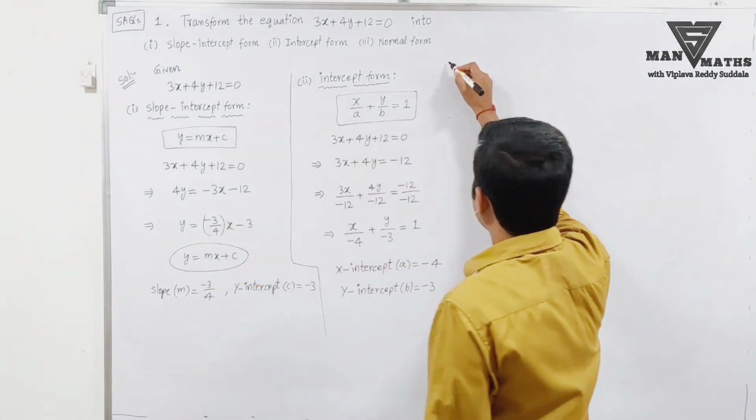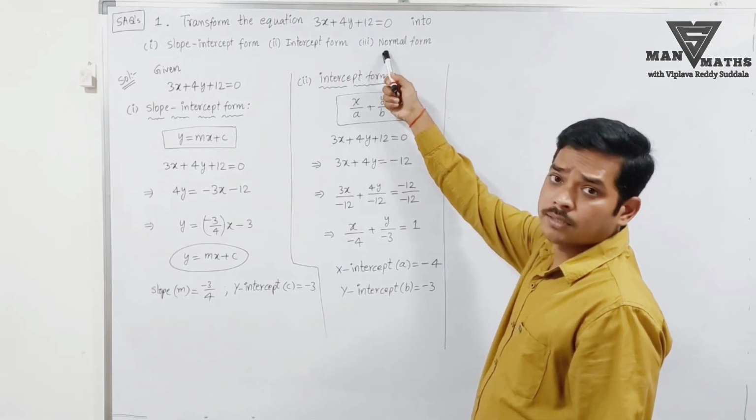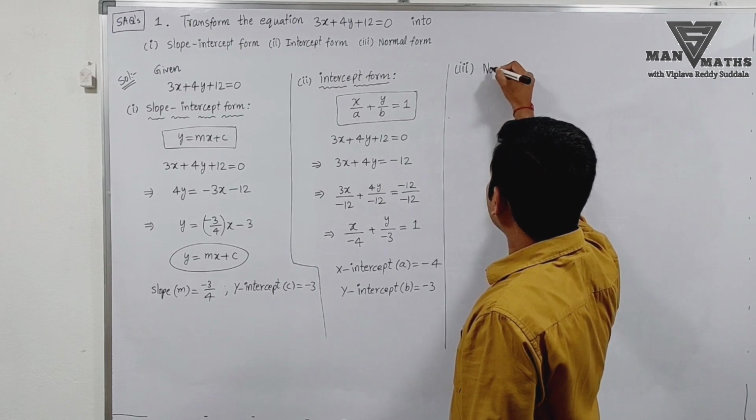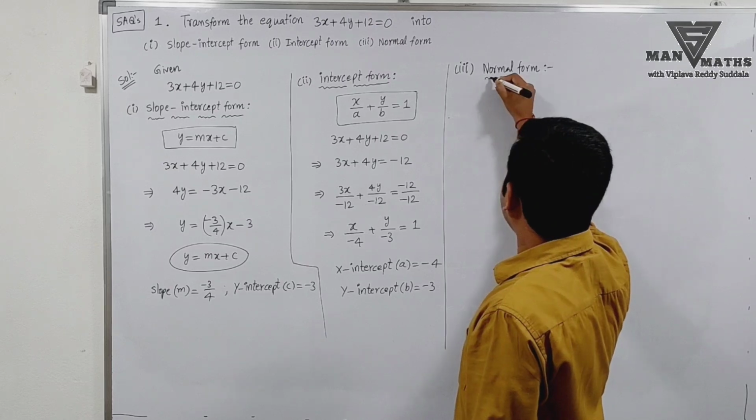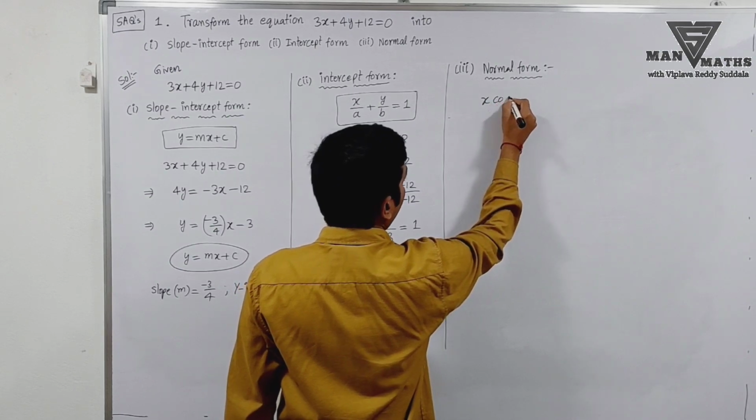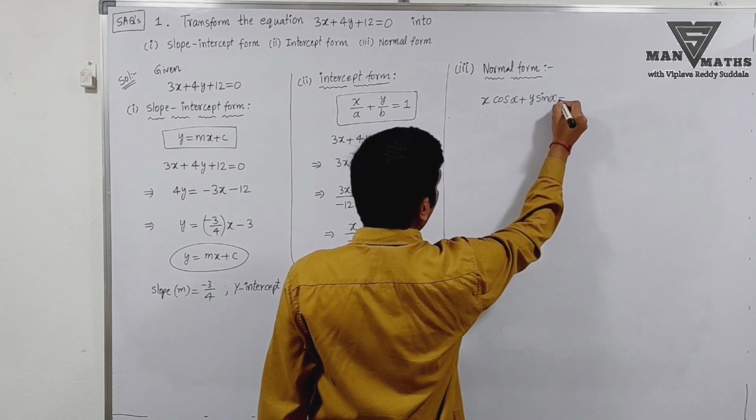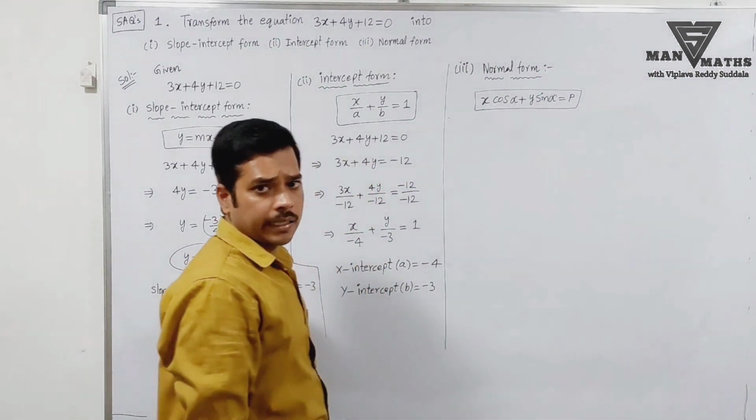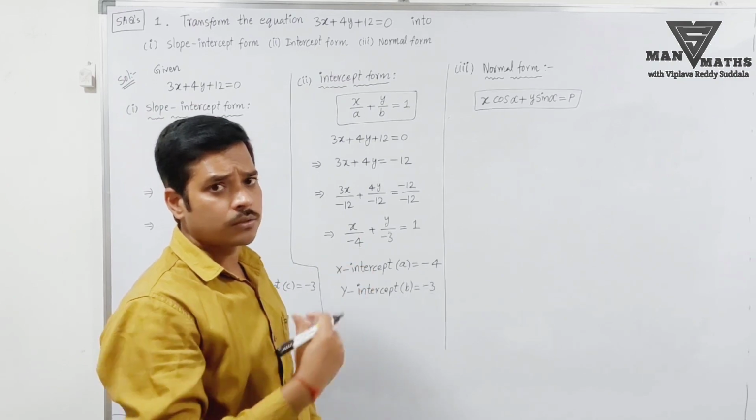Now the third form. What is the third form of a straight line? You have to convert the equation into the third form, that is normal form. Normal form of a straight line. What is the normal form of a straight line? We know that x cos alpha plus y sin alpha equal to p. Here p is the perpendicular distance from the origin to the straight line.